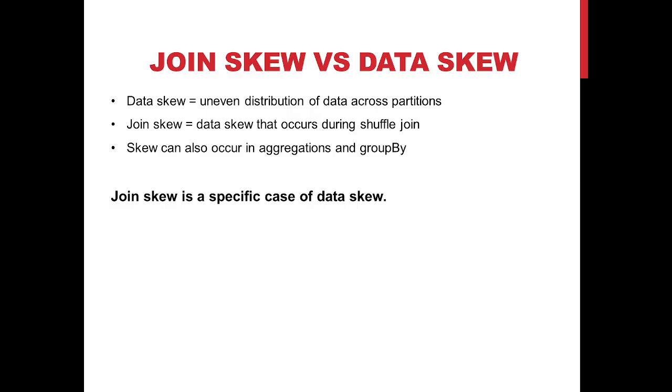Now, before we talk about solutions, let's clarify something. Data skew means uneven distribution of data across partitions. And join skew is a form of data skew that occurs during a shuffle join. Skew can also occur in aggregation and group by. So, in short, join skew is a specific case of data skew.